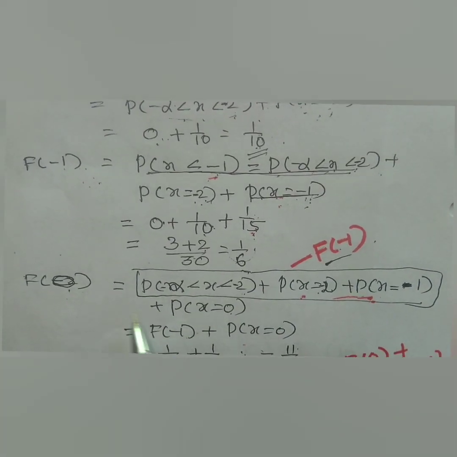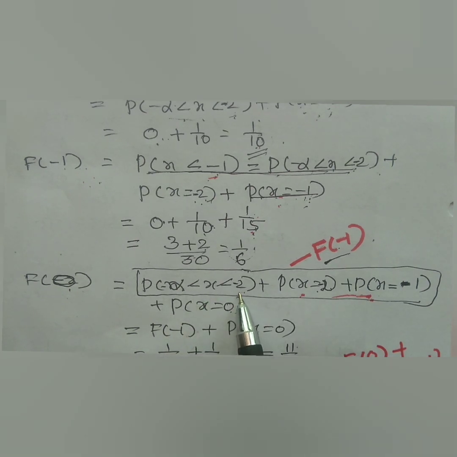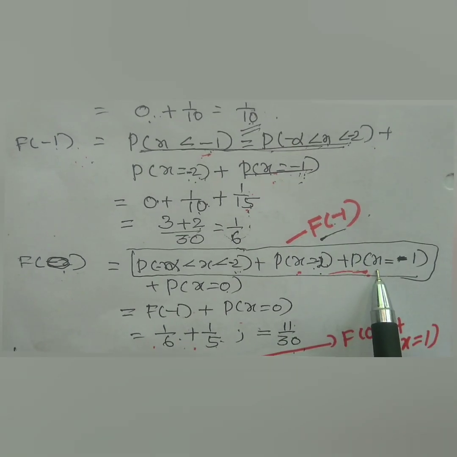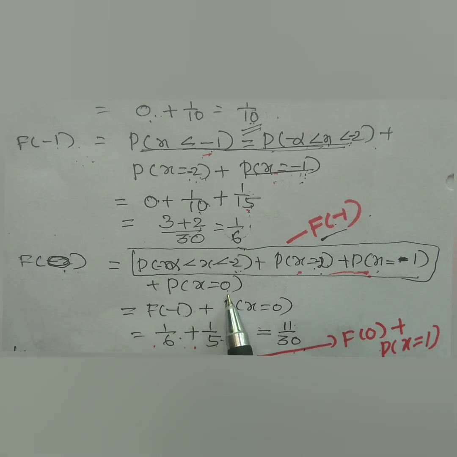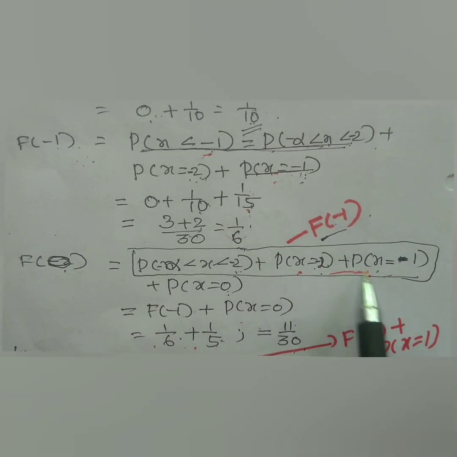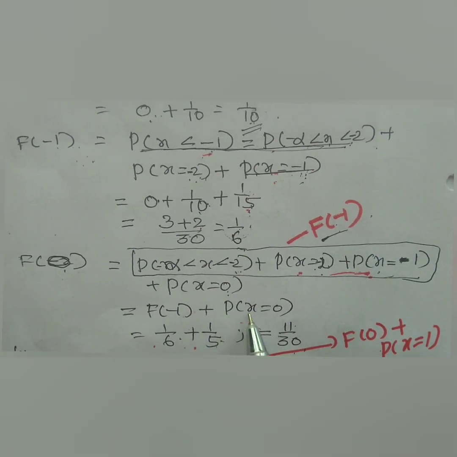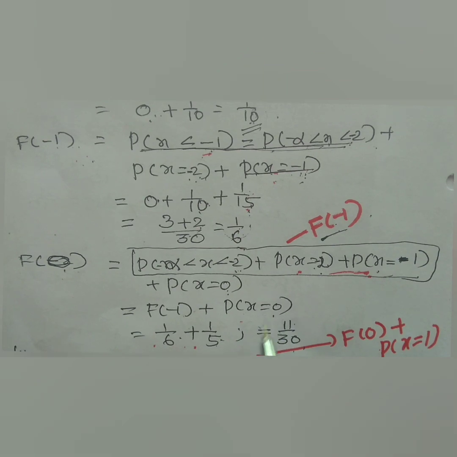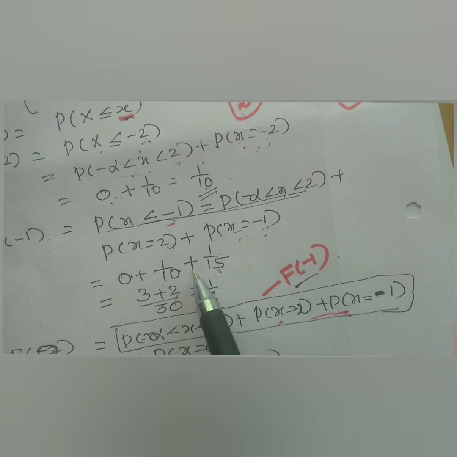Similarly, f of 0 is equal to probability of minus infinity less than x less than minus 2 plus probability of x is equal to minus 2 plus probability of x is equal to minus 1 and last value, that is probability of x is equal to 0. So up to this is f of minus 1. So we can substitute 1 by 6 here, remaining the new term, that is probability of x is equal to 0. So that is 1 by 10 plus 1 by 15 is equal to 1 by 6.